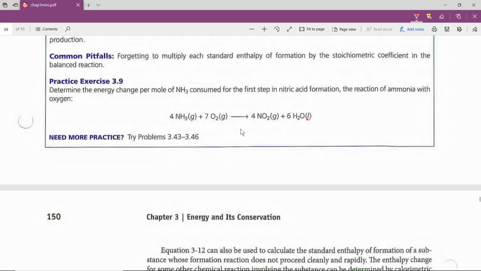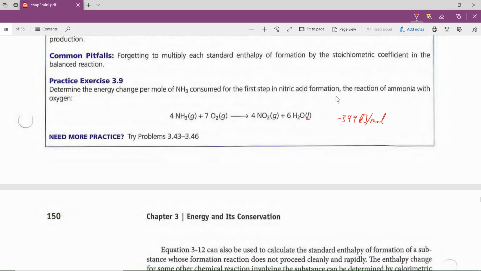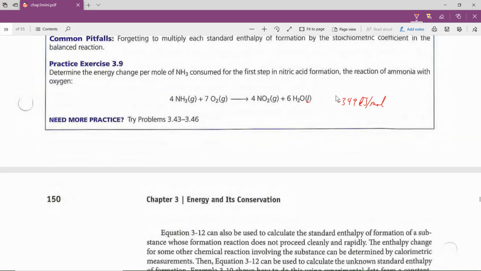If you want the answer, sometimes I write those in on the side here so I don't have to flip through pages all the time. Turns out to be exothermic, minus 349 kilojoules per mole. Okay.